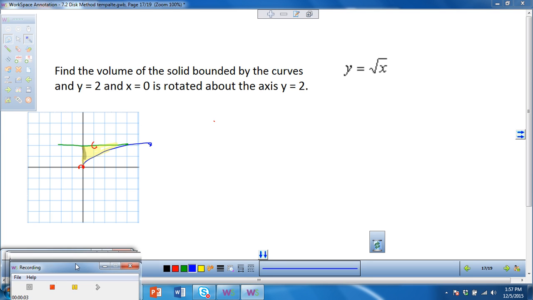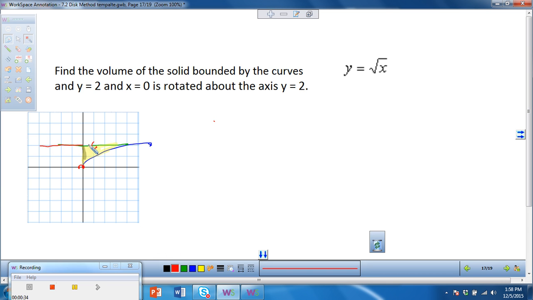Okay, so for this video, we're going to look at what happens when we rotate a solid over an axis other than the x or the y axis. How do we handle that? So in this situation, we're rotating the square root of x over the axis y equals 2. That also happens to be the limit as well, because this section is bounded by y equals 2. And so we're going to rotate it over an axis of y equals 2 as well.